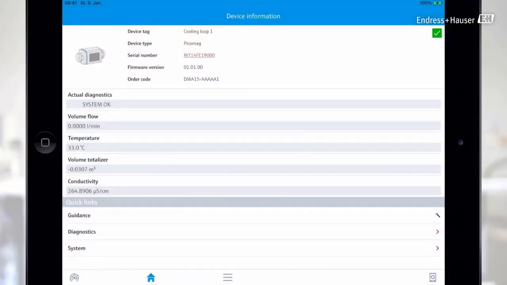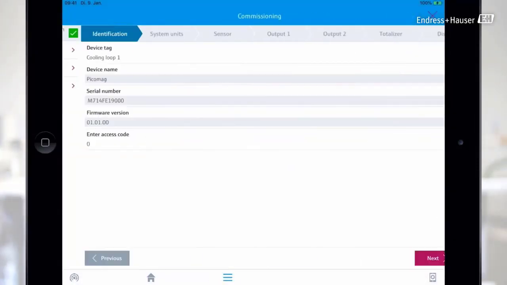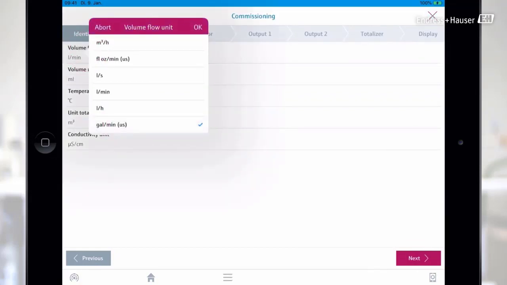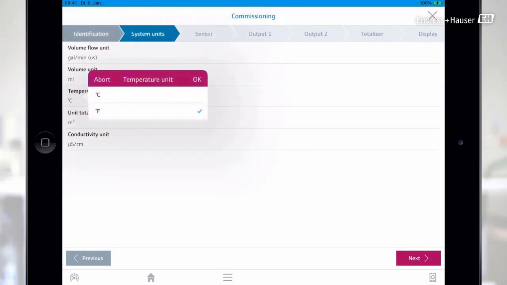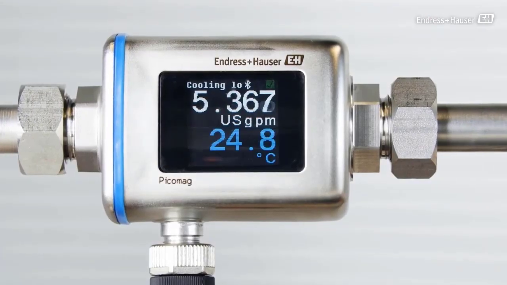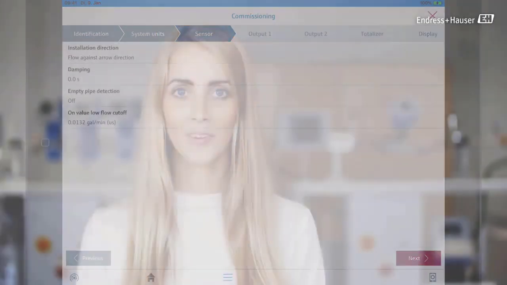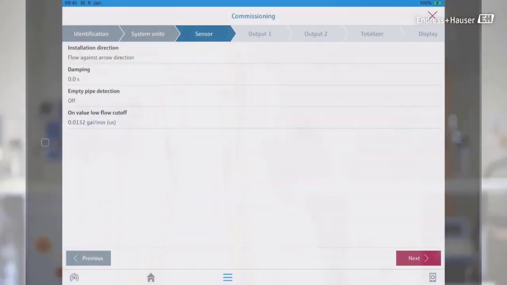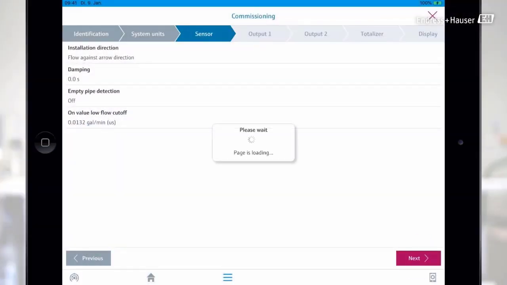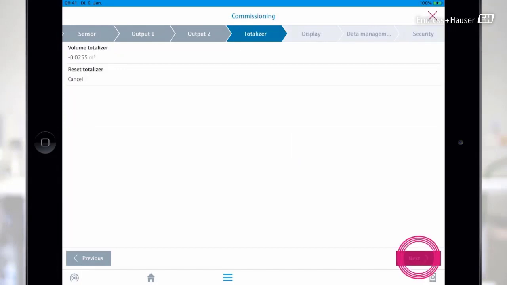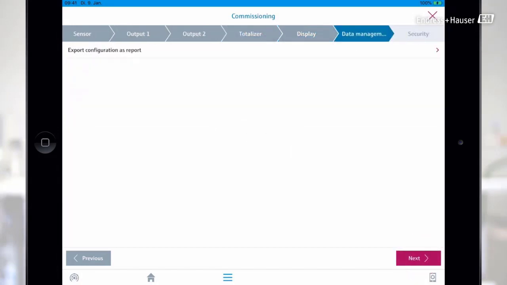Let's start the configuration. Here you can adjust all application-related settings, starting with the configuration of system units. As a next step, different sensor parameters can be set. Of course, you can change all default values according to your individual process requirements. After that, you will be asked to configure the two outputs. Start with output 1. Select your preferred output type from the options available. Don't worry if conditions change. The outputs can be adjusted at any time. The same applies also to the displayed values.